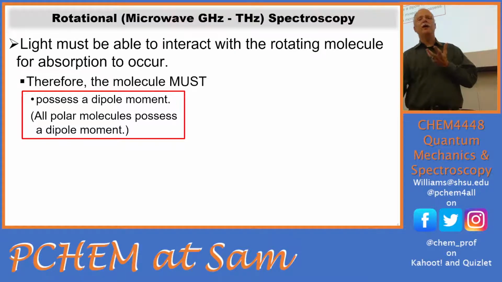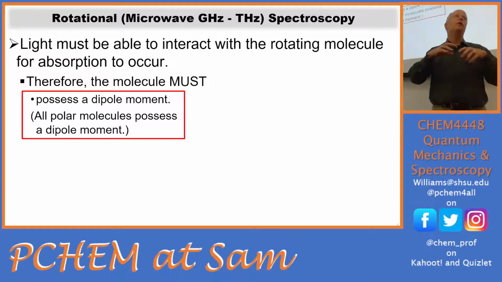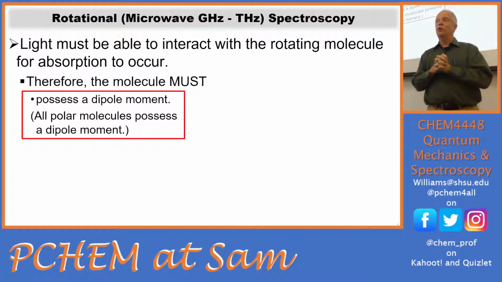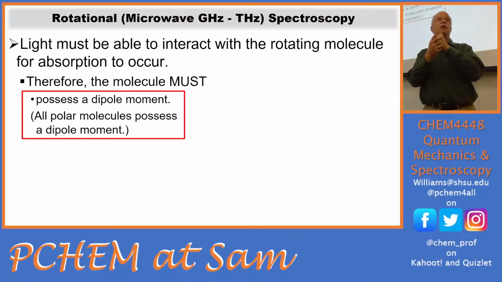And all polar molecules possess that permanent dipole moment. Not polar bonds, permanent polar molecules. So you can have, like, carbon tetrachloride. So carbon surrounded by 4 chlorines. Each one of those bonds is polar, but the molecule itself is nonpolar. Okay, does that make sense?